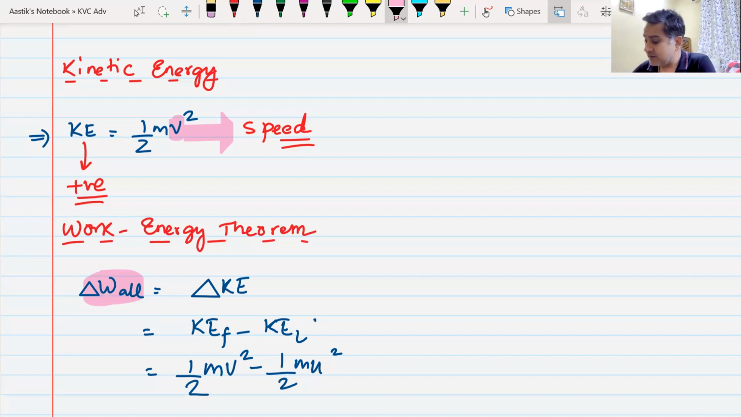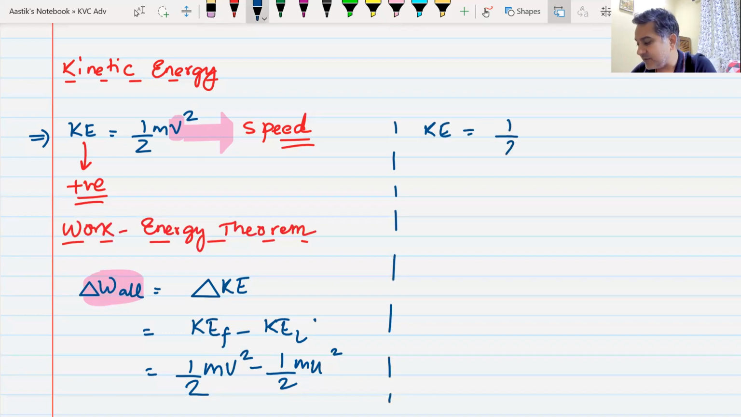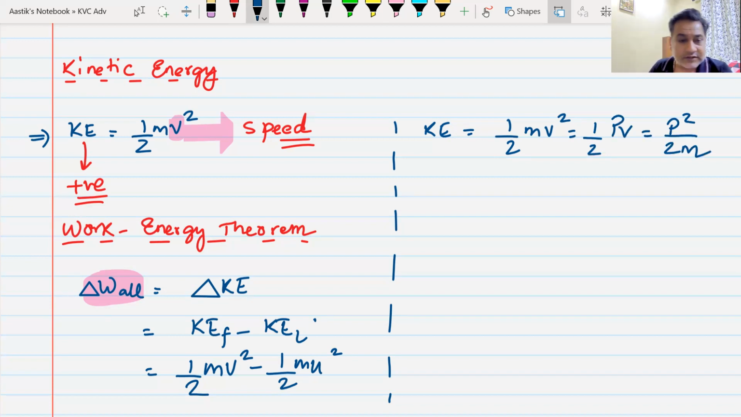Then we have one thing, which is the relation of kinetic energy with momentum, the magnitude of momentum, I should say. Kinetic energy KE can be written as half mv square. Yes or no? Yes, sir. We can also write it in terms of momentum. How can I write it in terms of momentum? I can also write it as half momentum multiplied by v, or I can also write it as p square by 2m. So these short forms may come into use when you require them.